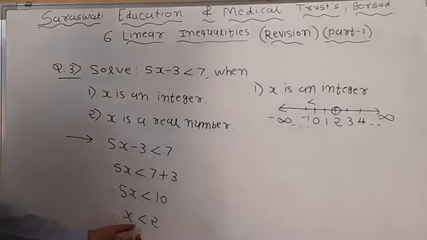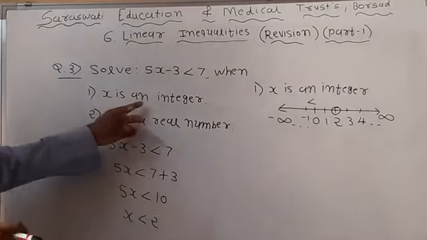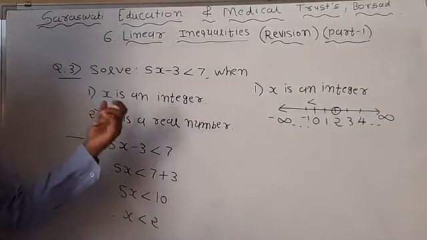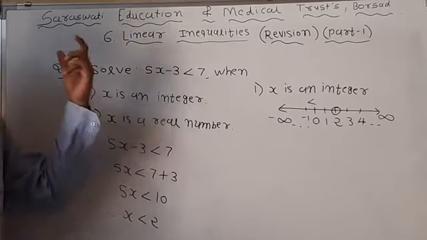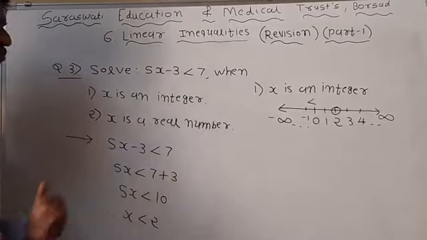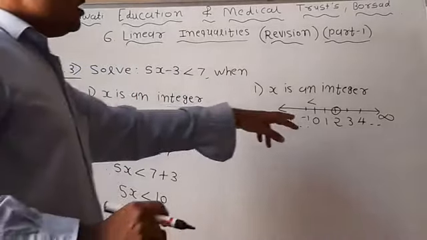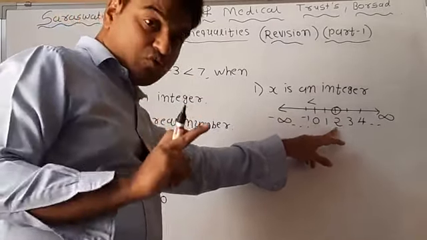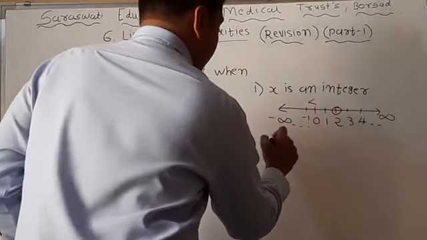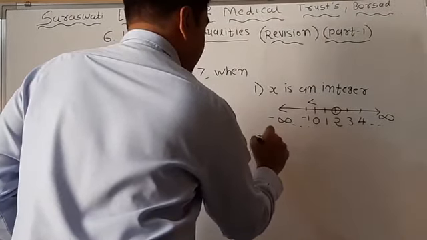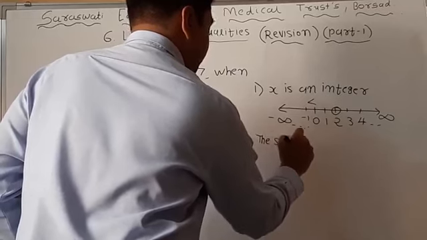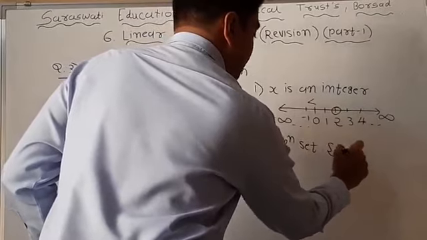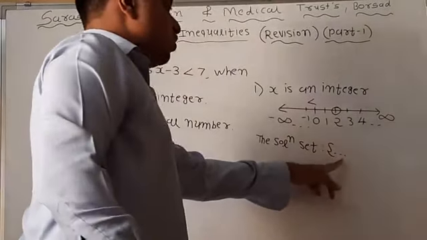But here x is an integer. Integer means which numbers are present? Negative numbers, 0, as well as positive numbers. But strictly less than 2 is present, so we cannot include 2. So in this situation, for the solution set, it is compulsory to write a dotted line up to here.